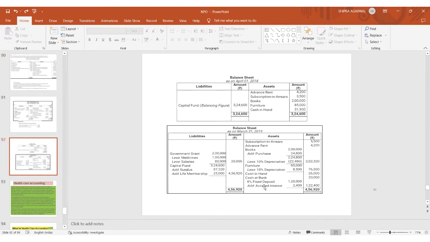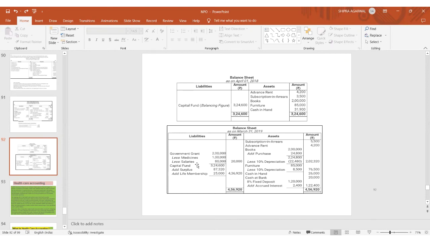Then you also have 8% fixed deposits, 1,20,000, on which there is an accrued interest. Now see, here I will be showing only the accrued interest because whatever interest we have received, that is my income and I have received it. So it is written in the income and expenditure account. But whatever income I have not yet received, that is my asset. So that is to be added over here to the fixed deposit, and my total fixed deposit amount will be shown as 1,22,400. On the liability side, government grant is given to us, that is 2 lakhs.